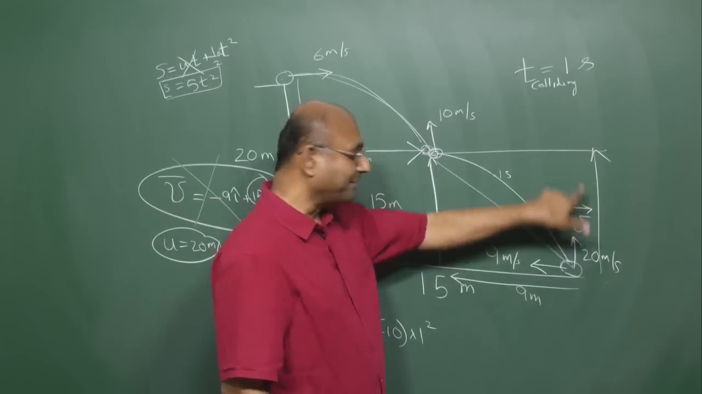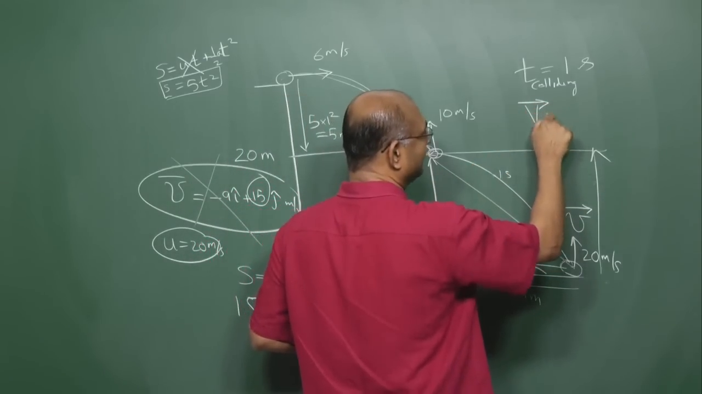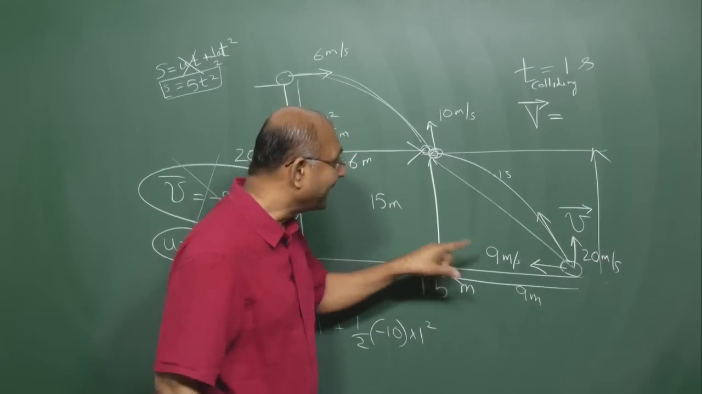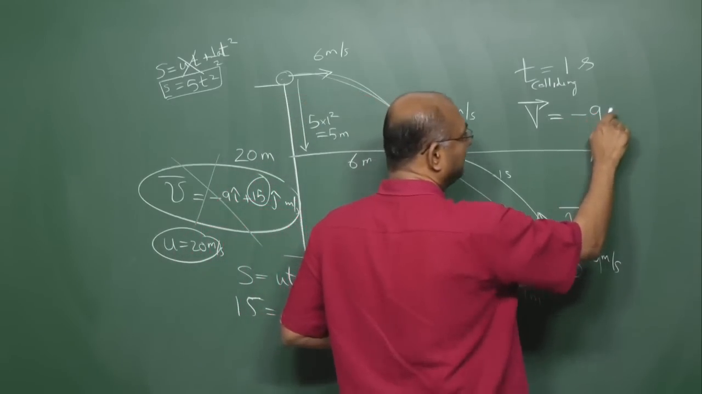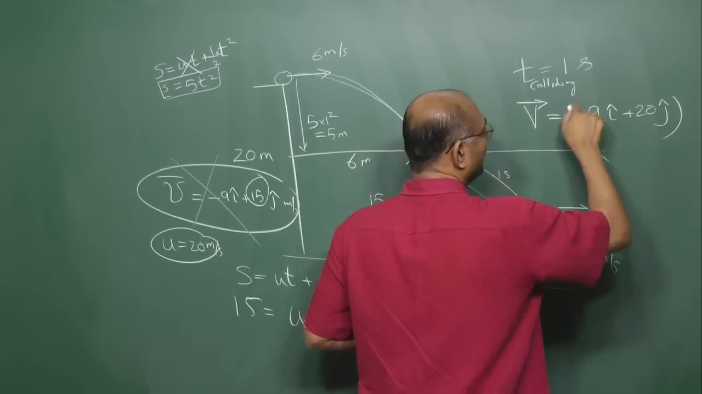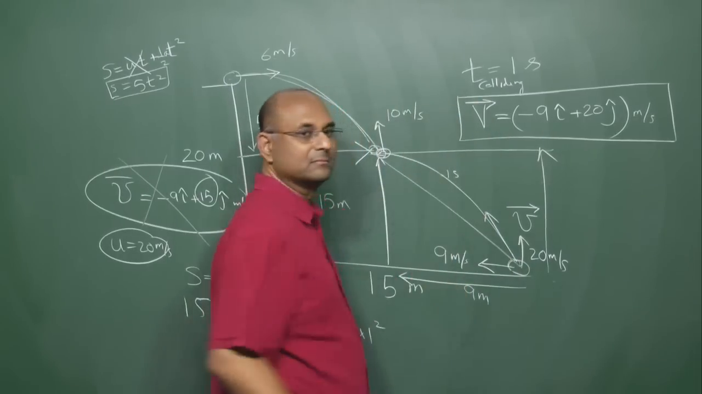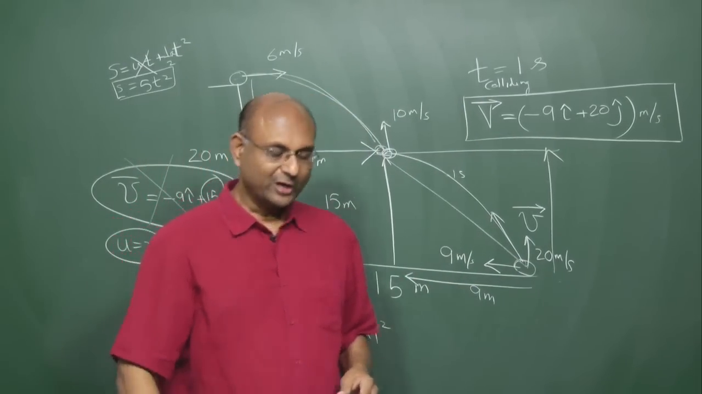Now I know this is my vertical velocity, this is my horizontal velocity. So my velocity vector is minus 9 i cap plus 20 j cap meters per second. So I hope that is clear. Many of you got it right.